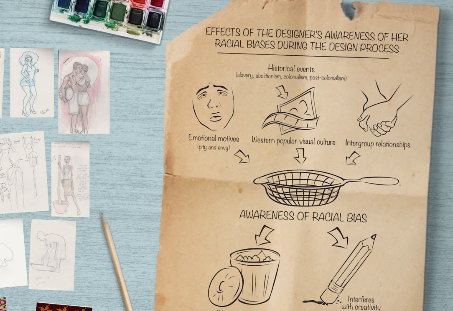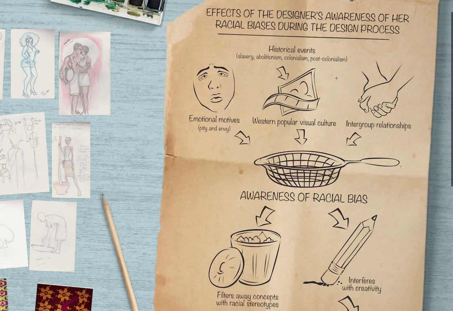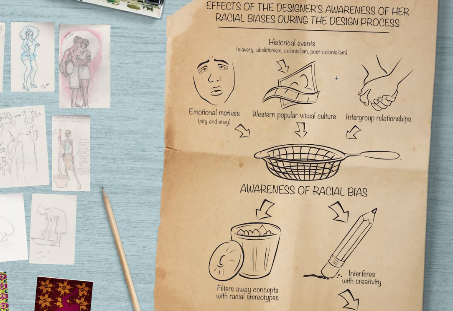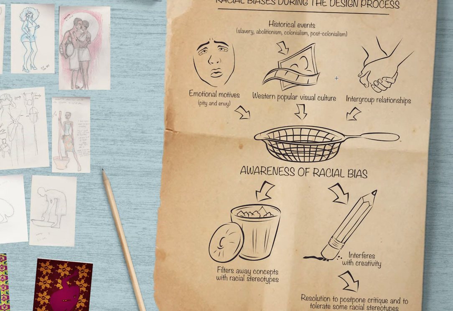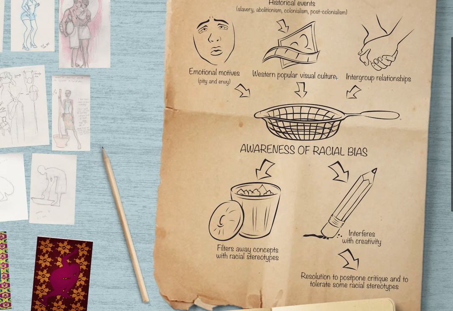Awareness of racial bias acted as a filter through which the influencing factors passed. The result was disposal of concepts with racial stereotypes, as well as hindering interference with the creative process. This led to the resolution to postpone critique and to tolerate some racial stereotypes in the design.